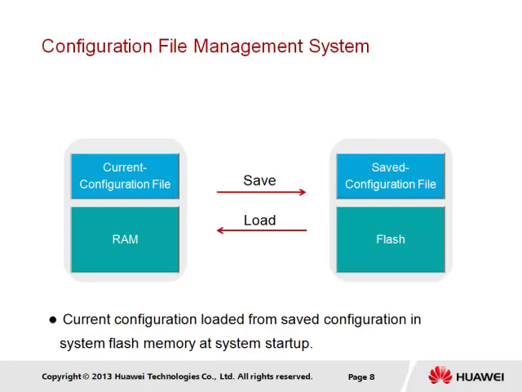Changes to the configuration are stored in a current configuration file that when saved will be copied to the saved configuration file. This saved configuration file will only be created once the configuration is saved. Otherwise, a default configuration is used that applies the default system parameters.